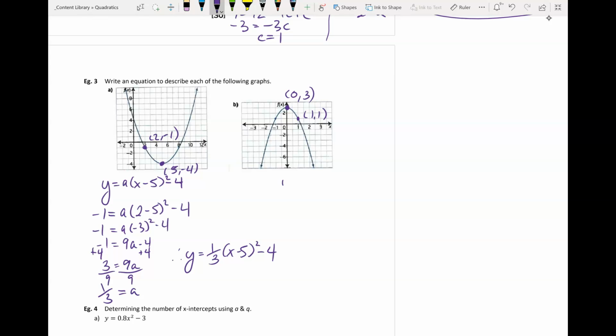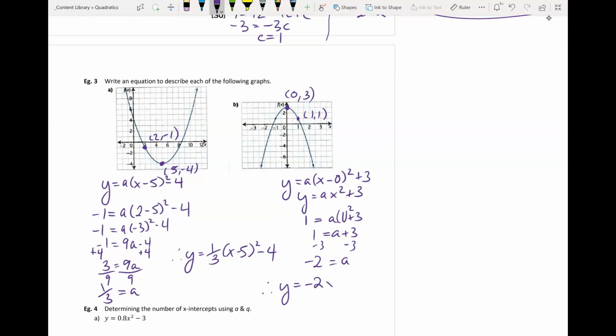All right, so for this one, we don't have an x. So you could say x minus 0 plus 3, but that's the same thing as saying ax squared plus 3. Now we can just plug in our 1, 1 to find our a value. So then we're left with 1 is equal to a plus 3. Subtract 3 on both sides. A is negative 2. So putting this all together, y is equal to negative 2x squared plus 3.